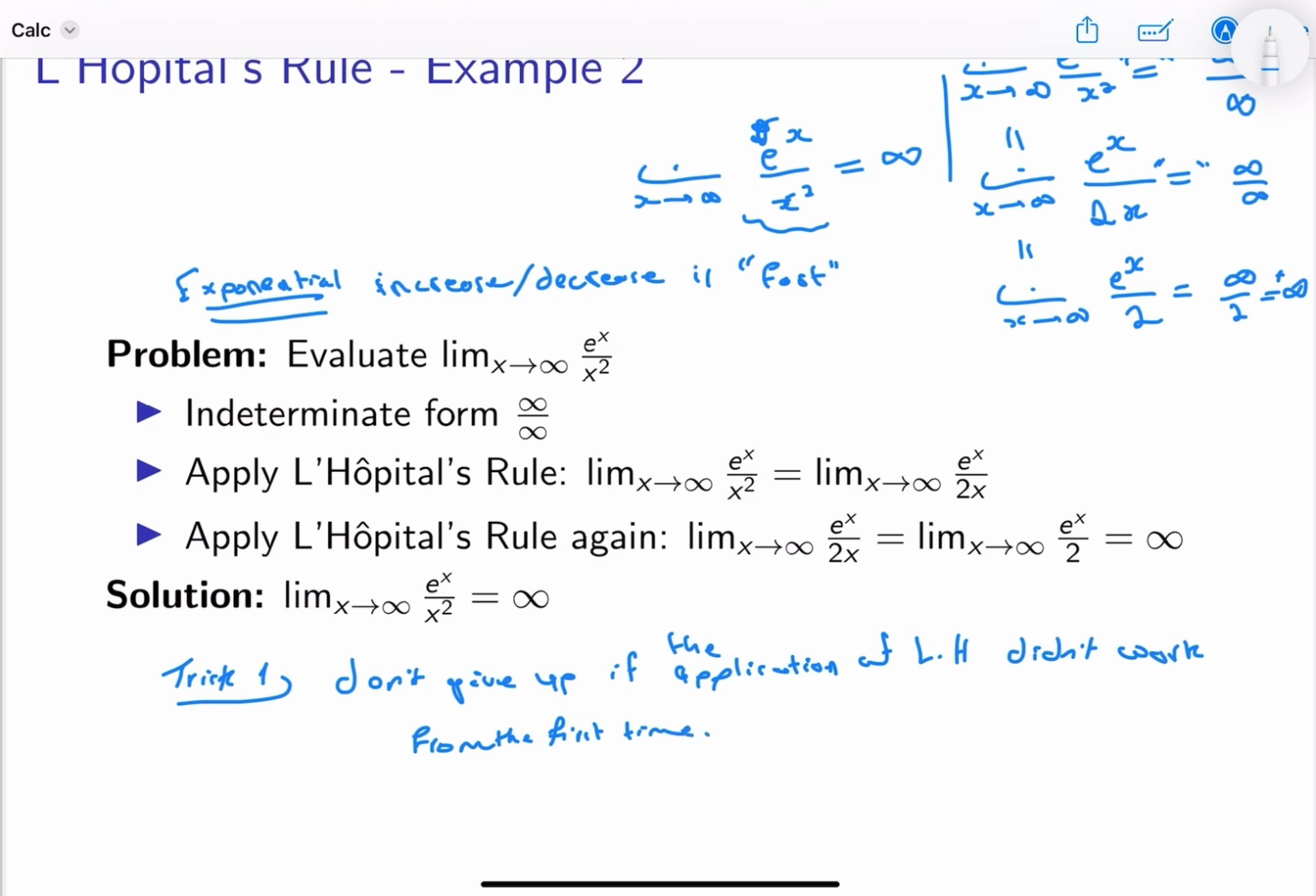In other words, for example here, we applied L'Hopital's rule once, and we got this, but this still has the form infinity over infinity. We don't give up, we try again. We try applying L'Hopital's rule to this new thing that we got. And when we do that, we see that we have this thing, and thus when we take the limit, it's going to be infinity. Alright, so we have two things here to remember. The exponential is fast, and don't give up trying L'Hopital's rule.